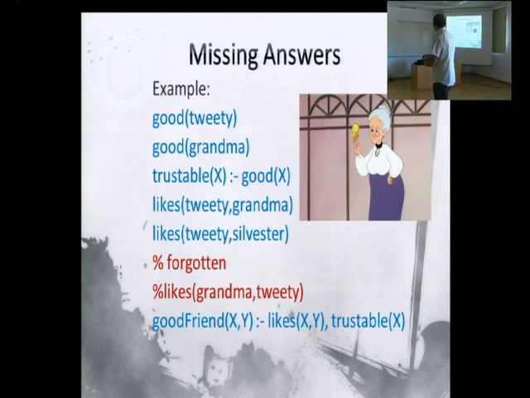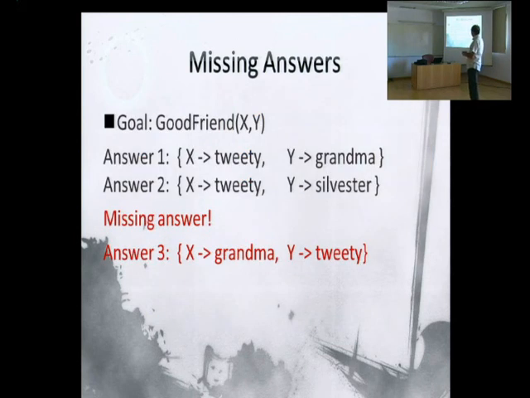Well, first I will introduce a missing answer example. Here we have again Tweety, which is good. Also grandma is good. Trustable in this case is only good. Tweety likes grandma, Tweety likes Sylvester, but we forgot to introduce grandma likes Tweety. This is the same as before. X is a good friend for Y if X likes Y and X is trustable. And we can try this goal.